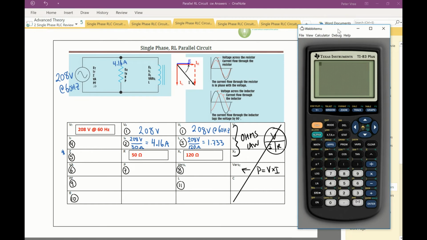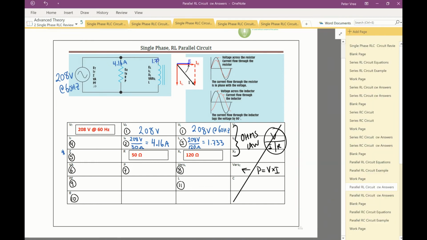All right, guys, so what do we got? We have our individual currents there, 4.16 amps and 1.733 amps. And we need to find our total current right here. Now, we can't just add those values up because those values don't happen at the same time. This current and this current are 90 degrees out of phase. So in order to find our total current, we're going to have to make use of Pythagorean theorem.